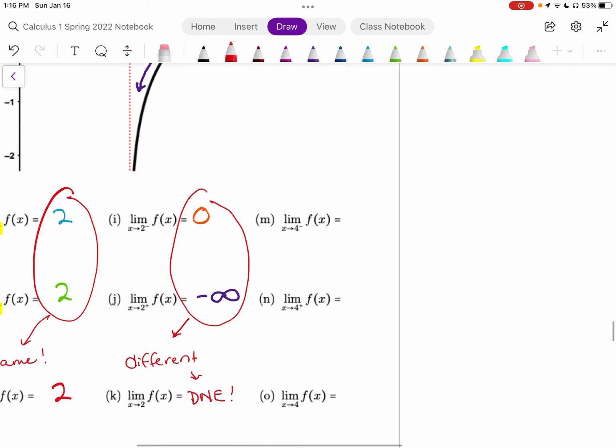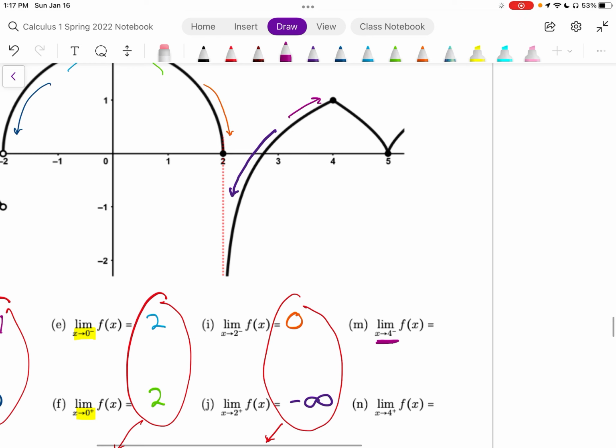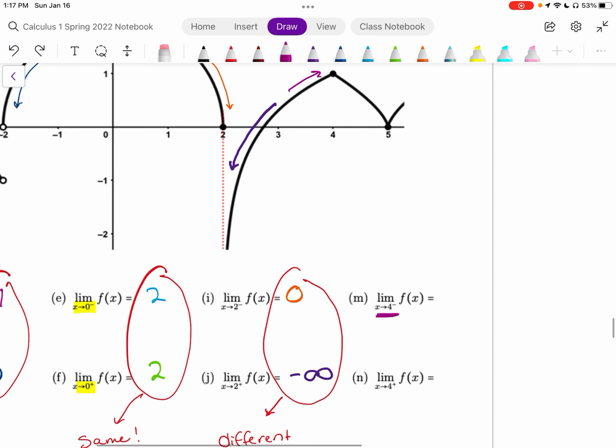All right, so the last one, the limit as x approaches 4 from the left. As it approaches from the left, what is it approaching? Approaching 4 from the left, what am I getting closer and closer to? Well, it looks like 1. All right, so it looks like it's approaching 1.